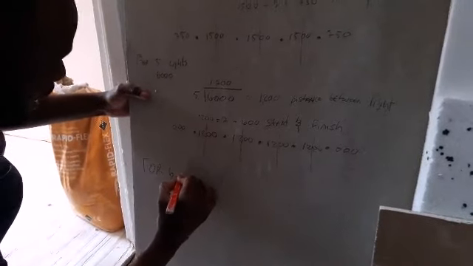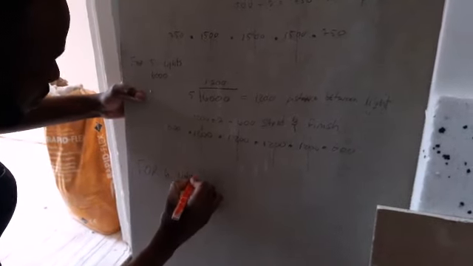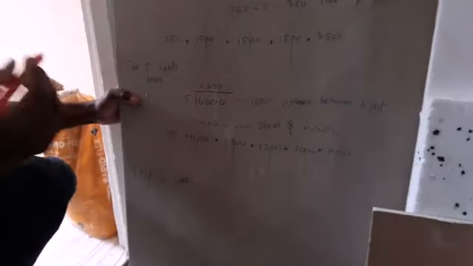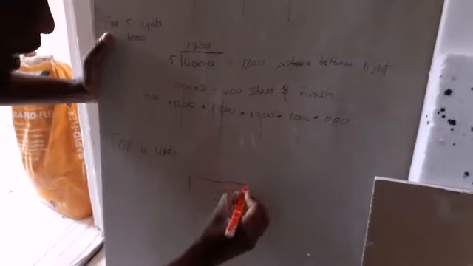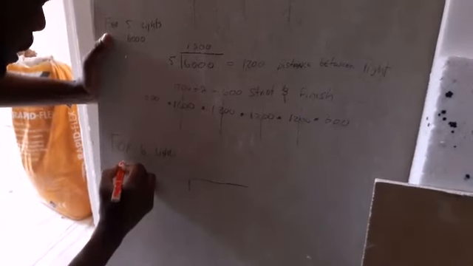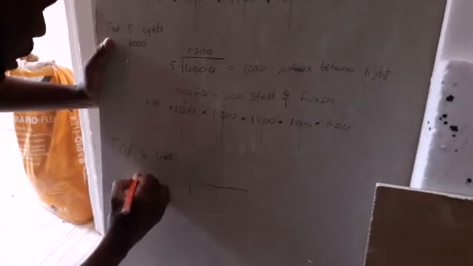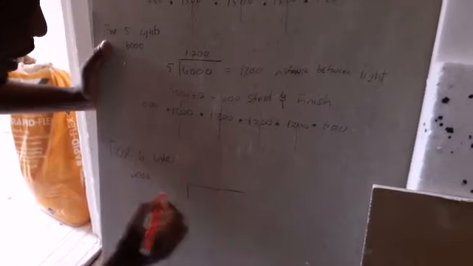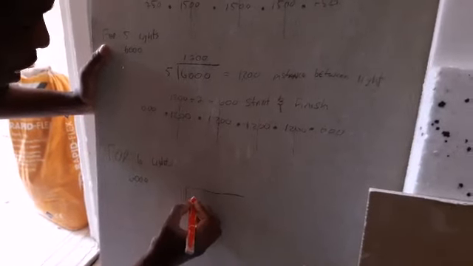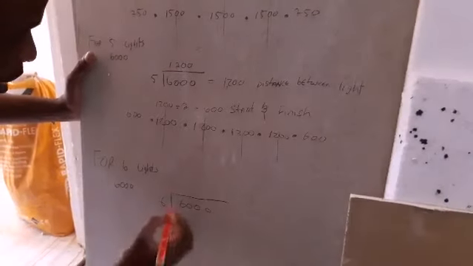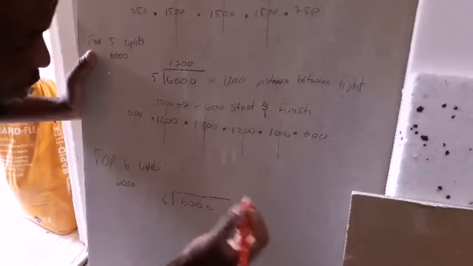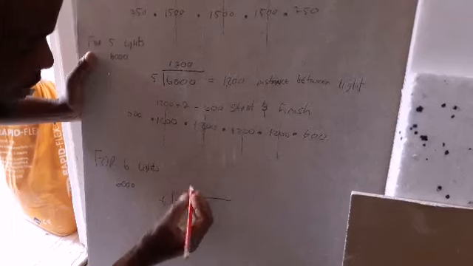For 6 lights. Cool? For 6 lights, you do the same. You divide it by the amount of lights. The length is still the same, 6,000 millimeters, that's the length. So we say 6,000 divided by 6, which would give you the space in between lights.